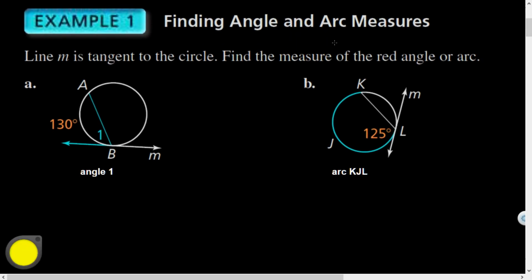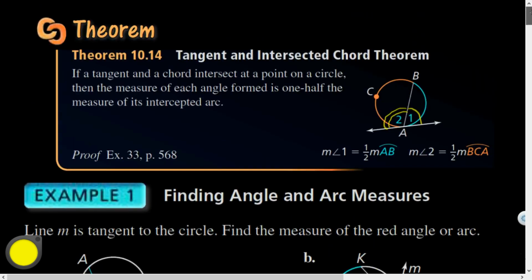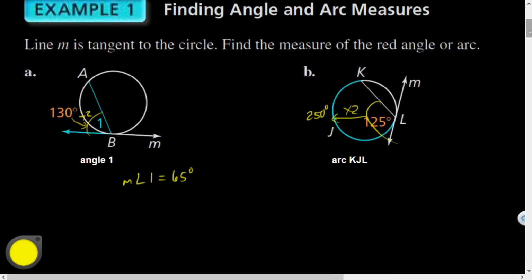So let's put this to use. Line M is tangent to the circle. Find the measure of the blue angle or arc. Okay, so what is this angle here? Right, it's going to be this angle doubled. Multiply by 2 to go this way, divide by 2 to go that way. You can directly use that formula if you want, but I think that you guys are swift enough that you might be able to handle that like so.